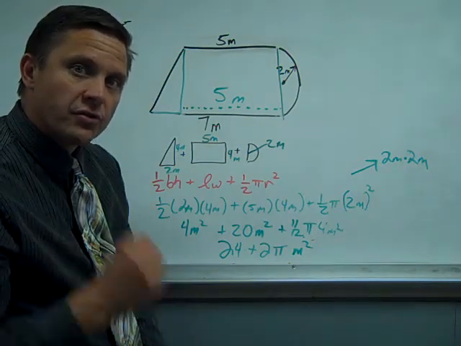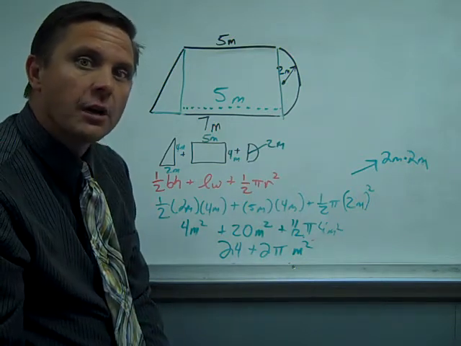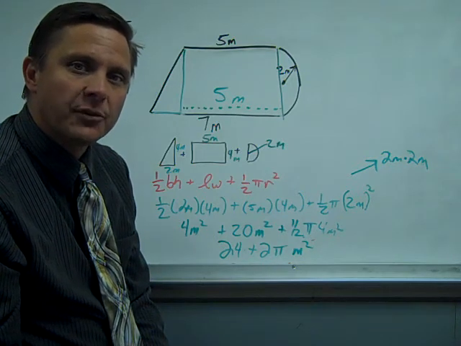Again, these are the basic properties of area. Basically, there are 3 equations for 2D shapes you should know off the top of your head. Area of a rectangle, length times width. Area of a triangle, 1/2 base times height. Area of a circle, pi times the radius squared.